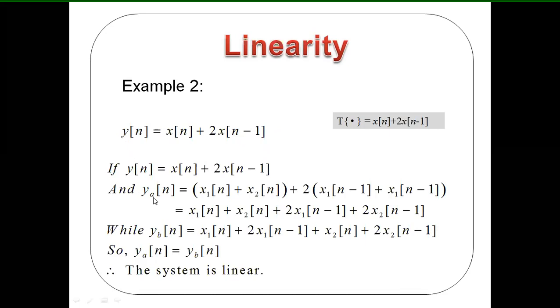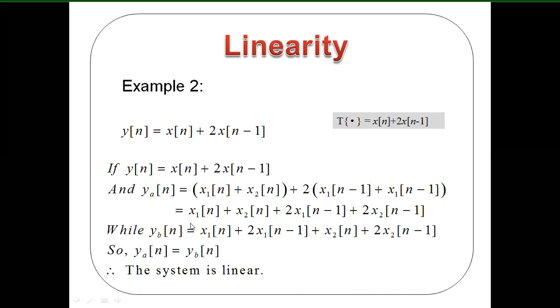So by right, for the first case, your yn shall be x1n plus x2n, in which we substitute the sum into xn, plus 2 times x1n minus 1 plus x2n minus 1. This is supposed to be x2, please correct this for me. The results for this summation will give us this equation down here.